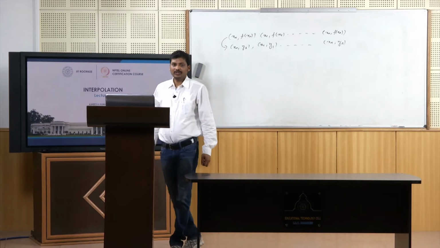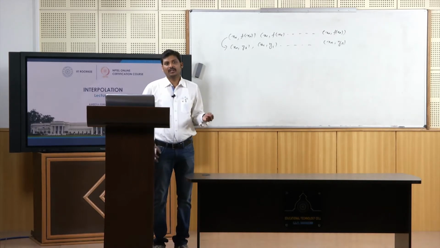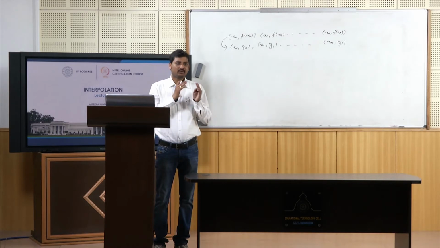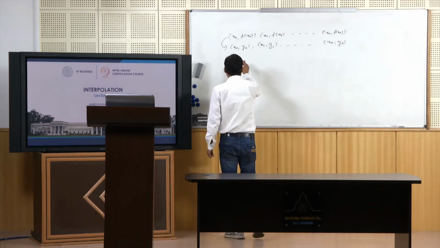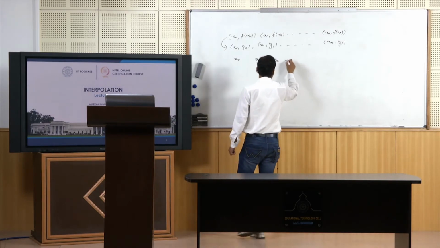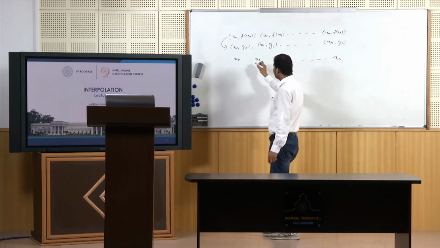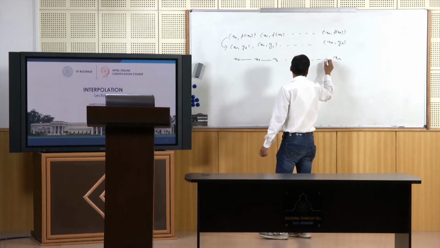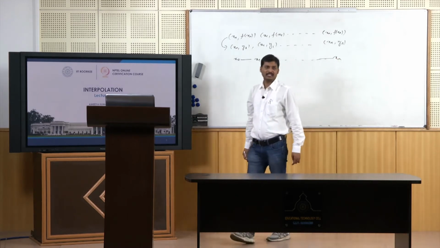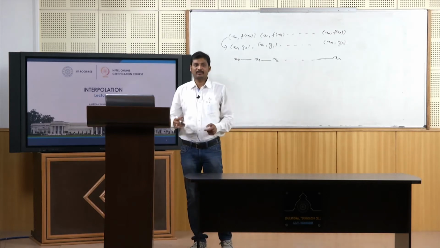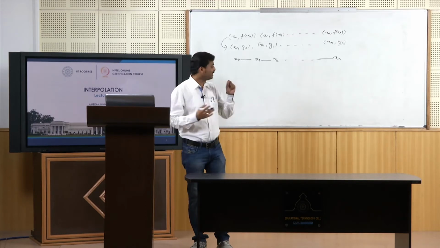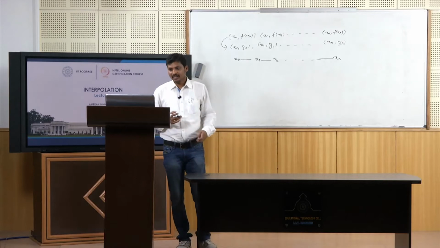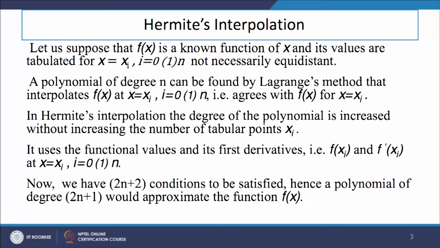Then if we use the Lagrange interpolating polynomial, we can use both equally or unequally spaced interval points. Basically if you consider x0, x1, x2 up to xn, sometimes it may be equally spaced, sometimes unequally spaced, but for both these cases we can apply Lagrange's interpolation formula. But in Hermite's interpolation, we can extend the polynomial's degree, but at the same number of points. This means in Hermite's interpolation the degree of the polynomial is increased without increasing the number of tabular points.